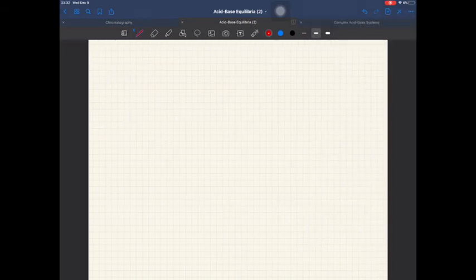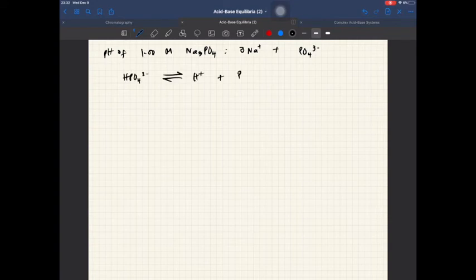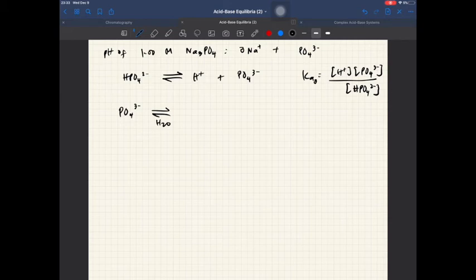For the third ionization, suppose you are asked to calculate the pH of 1 molar sodium phosphate. Sodium phosphate ionizes into 3 sodium ions and phosphate ion. Phosphate ion is the product of the third ionization. The third ionization looks like this: hydrogen ion and phosphate ion, and the Ka expression for that would be this expression. But take note that phosphate can undergo hydrolysis. When it undergoes hydrolysis, it produces hydrogen phosphate ion and hydroxide.